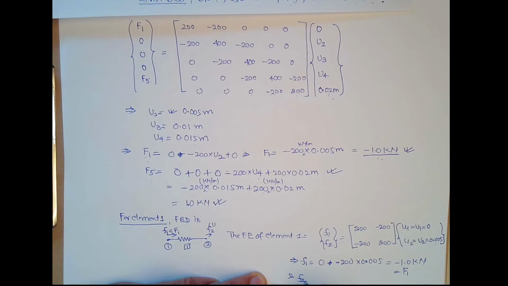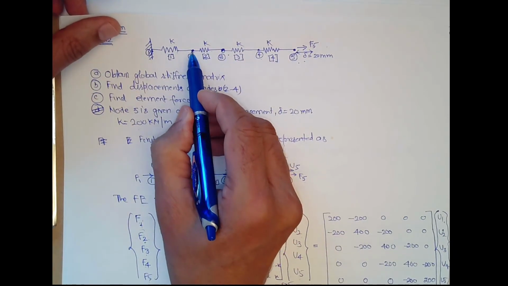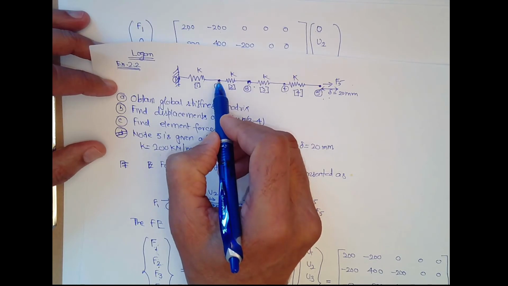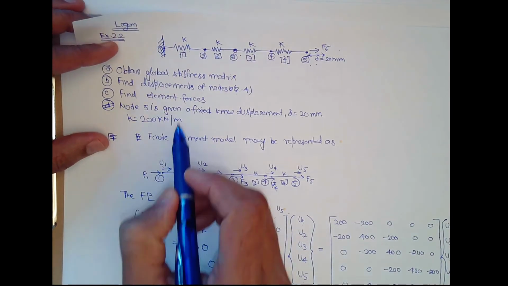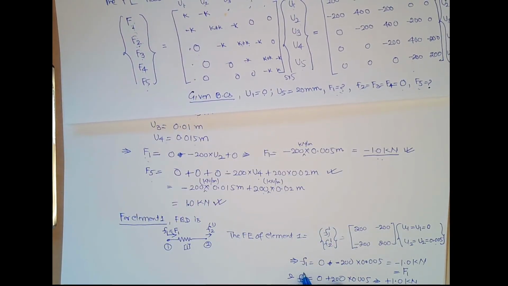And F2 due to element 1 is equal to minus 200 into 0 plus 200 into 0.005, so that is plus 1.0 kilonewton. This is the elemental force at node 2 due to element 1. Correct? If you look at F2, the net F2 is 0. The net external force acting on node 2 due to global positioning is 0. Capital F2 is 0, but the nodal force at 2 due to element 1 is F2 of 1, that is 1 kilonewton.